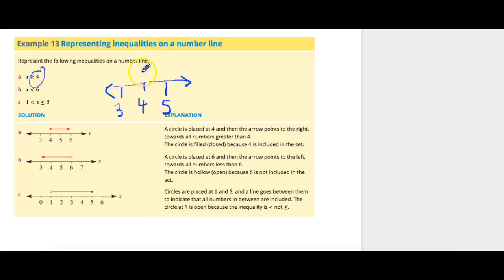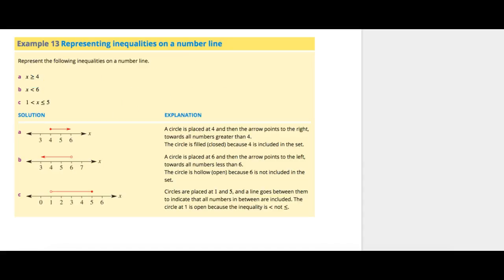Now, the first step is just drawing your circle. And because this is equal to, we've got to have a solid circle, or a closed circle. Now we want numbers that are greater than 4. So if you're ever unsure, think, well, x has to be greater than 4. What is the next number greater than 4? It's 5. So we want to go in the direction of the 5. And there's your number line.